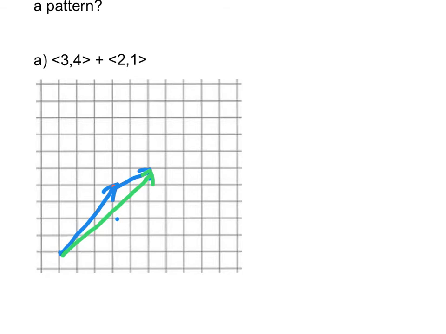So now if you want to write your resultant vector in component form, you'll see that we start from here, we go 1, 2, 3, 4, 5. So that means our horizontal component is 5. And it rises 1, 2, 3, 4, 5. So our vertical component is 5. And if you look, you get that from adding the components of the first two vectors. So this is a visual demonstration. You may be asked to do the visual side of it, but if not, you can just add the components.